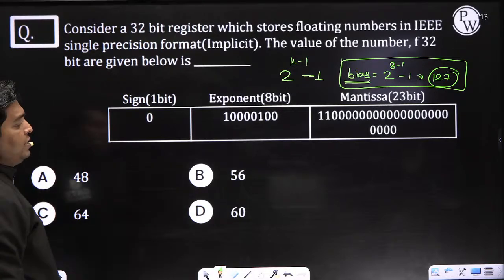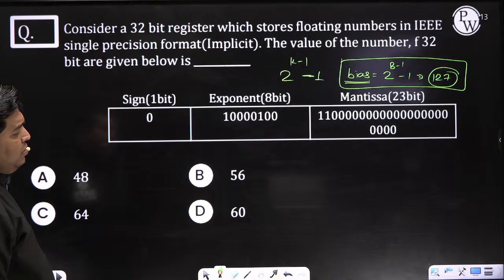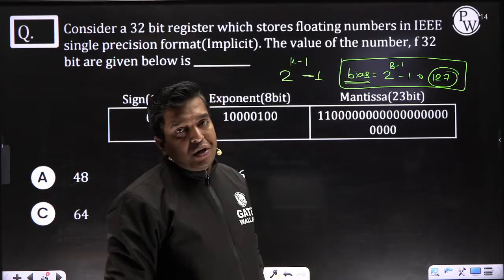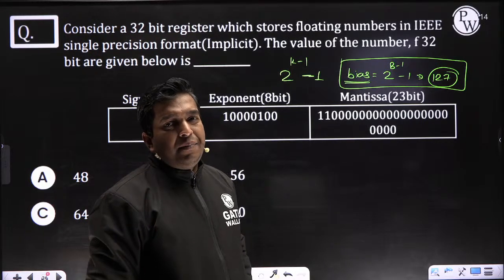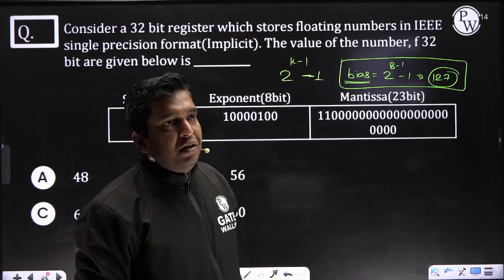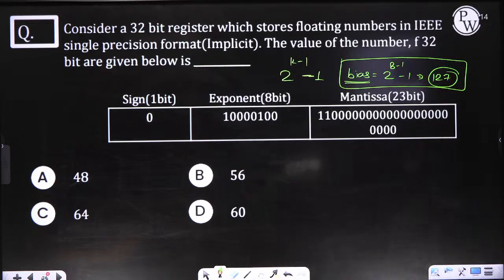Tell me what is the right answer for this one. It is mentioned implicit, and implicit will give more accuracy. Because if we have a mantissa of very small size, then implicit is best. But it is mentioned in the question, so don't worry about that. Is it normalized or not? Tell me fast.